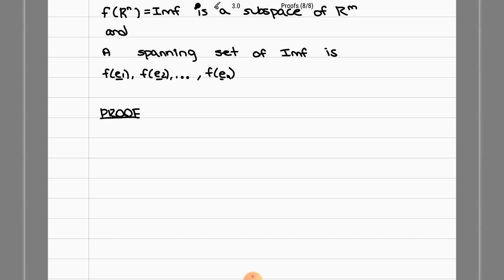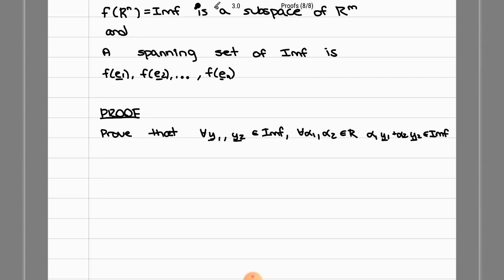So first of all, what we want to prove for the first part is that the image space is a subspace. So we need to prove that for every y1 and y2 that are in the image space, and for every alpha 1 and alpha 2 that are real numbers, any linear combination of y1 and y2 is also going to be in the image space. So alpha 1 y1 plus alpha 2 y2 is going to belong to Im f, the image space of the function.